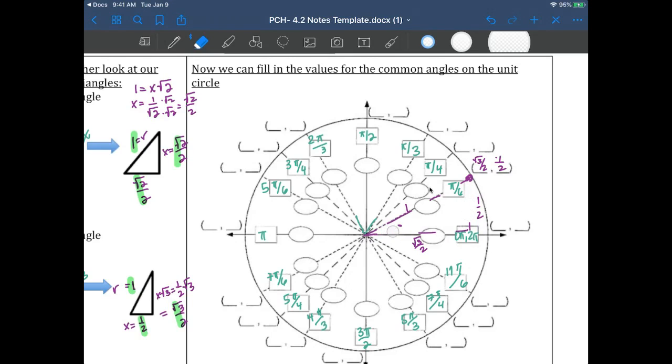So I'm just going to erase these. Okay, so we're going to go here, here, here. We want to get the coordinate of this point. So how far over did we move? Well, if this is a 45-degree triangle, then with a radius of 1, I moved over root 2 over 2 and up root 2 over 2. So the coordinate is root 2 over 2, root 2 over 2.